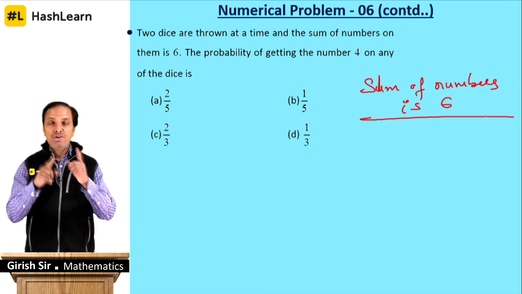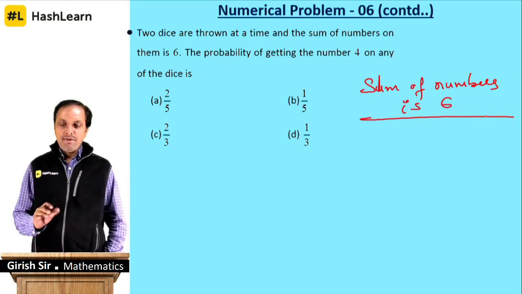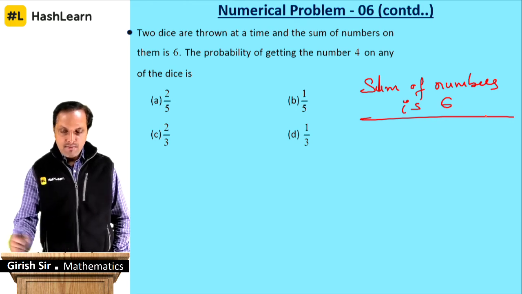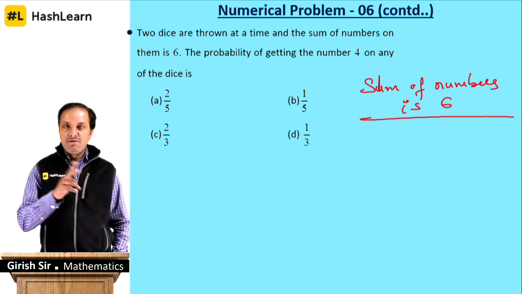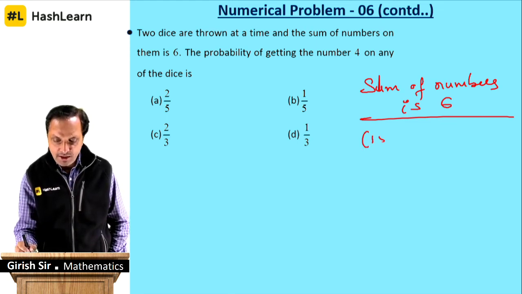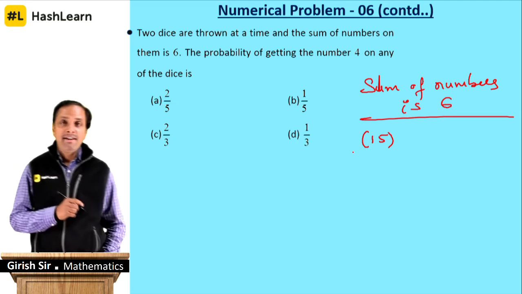You will have 1 1, 1 2, 1 3, 1 4, 1 5 up to 6 6. So we will write only where the sum of the numbers is 6. 1 1 no. 1 5 yes. You need to pick 1 5 because that will give you 1 plus 5 as 6. Sum 6 होगा वहाँ पे.